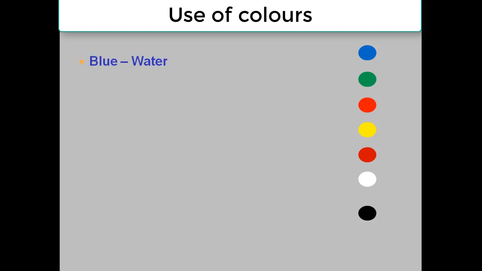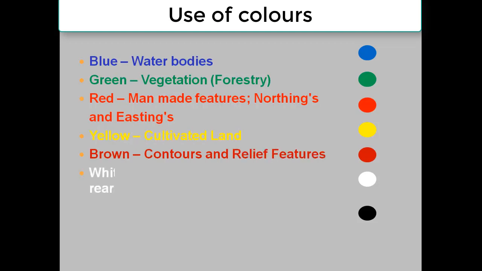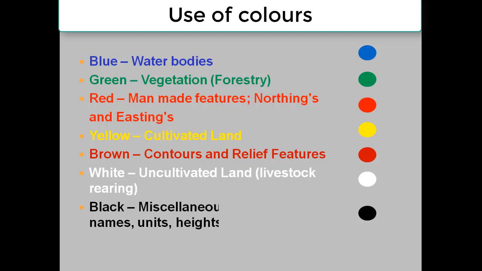Blue color represents water bodies, green color represents vegetation cover or forestry, red color represents man-made features, northings and eastings, yellow color represents cultivated land or agricultural land, brown color represents contour lines that represent relief features, white color represents uncultivated land, and black color represents all the miscellaneous features, the names written along the features, the units and heights.